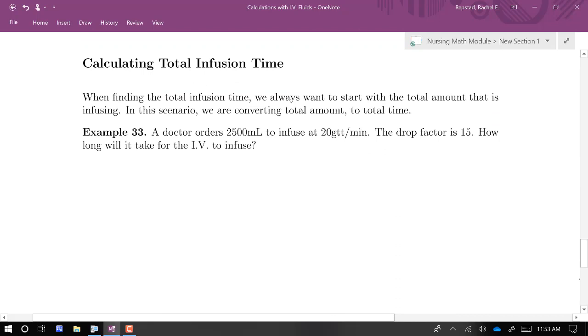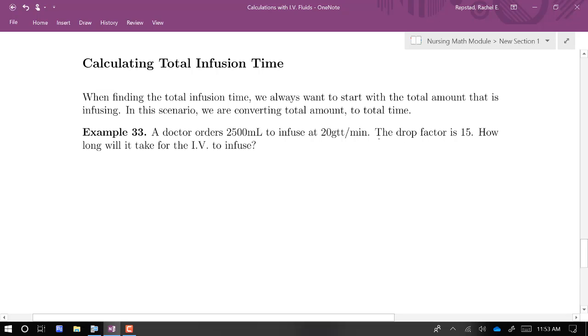Now, our last type of calculation is finding the total infusion time. Maybe I know what rate something's going at, and I know how much they're going to get. So I just want to know, like, what's the total time? Like, how much time will it take for all of this to infuse? So here, doctor orders 2,500 milliliters to infuse at 20 drops per minute, and the drop factor is 15. We want to know how long will it take the IV to infuse.